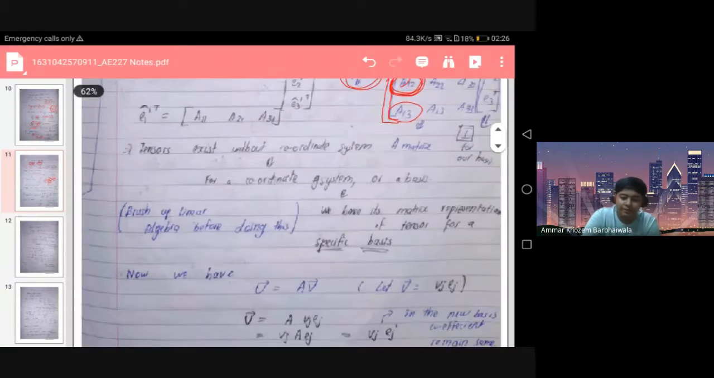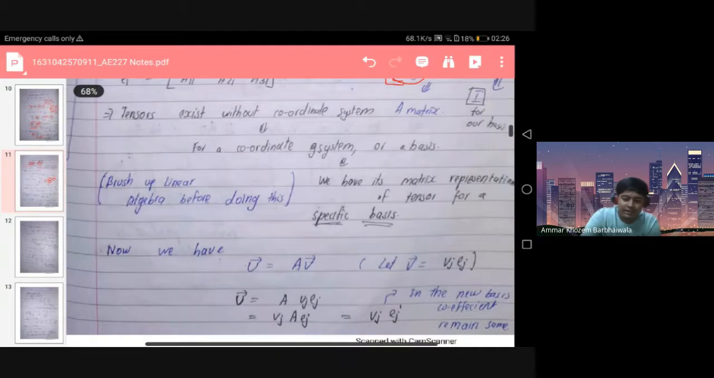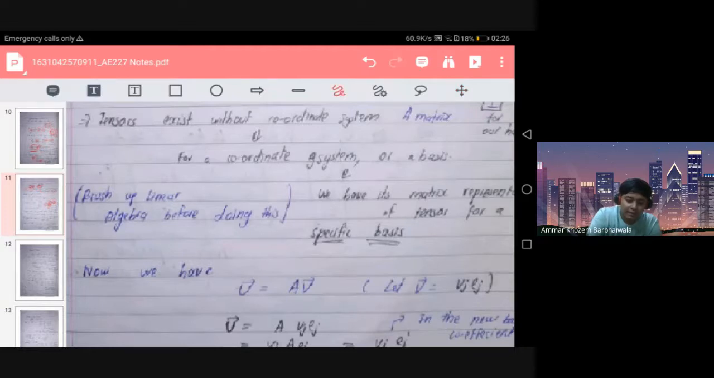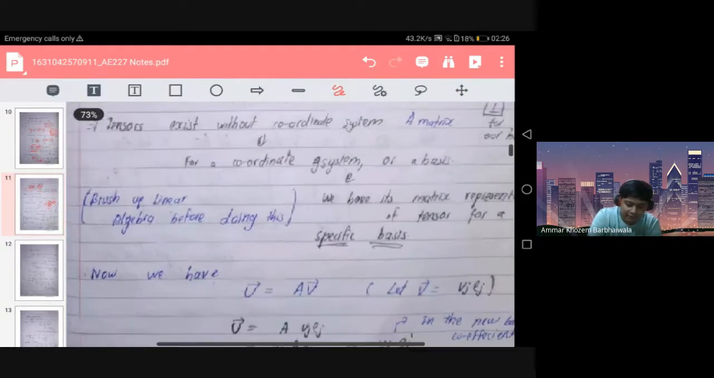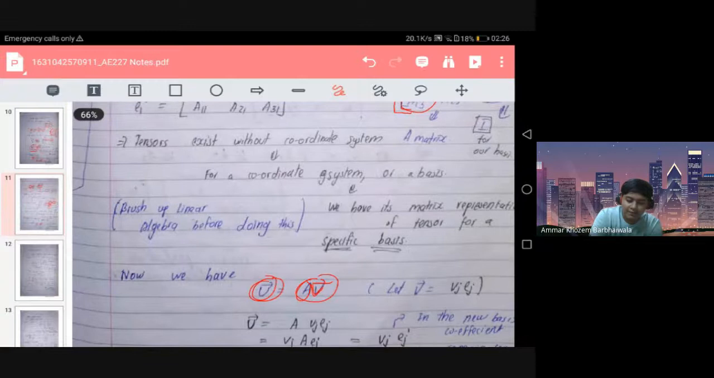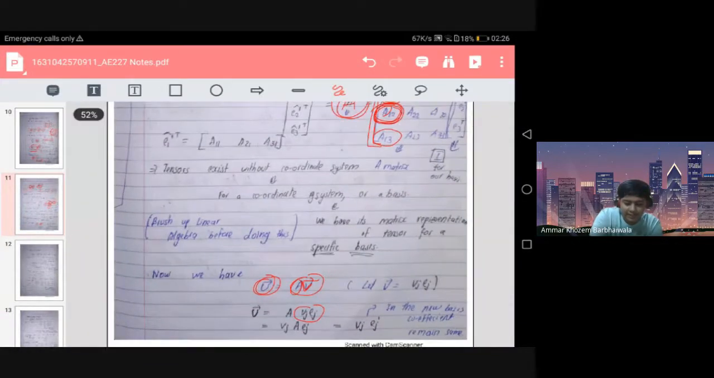Obviously, as I said, if we can do it for basis vectors, then we can also do it for any random vector, right? So as we said, if I apply this matrix on this vector v, then I would get another vector u. So I can write v as vj ej, and basically I can write this as vj aj ej.